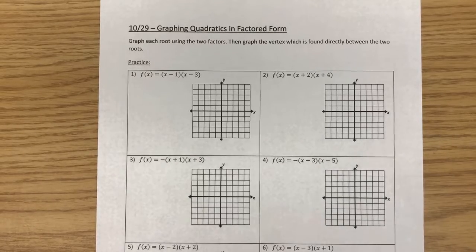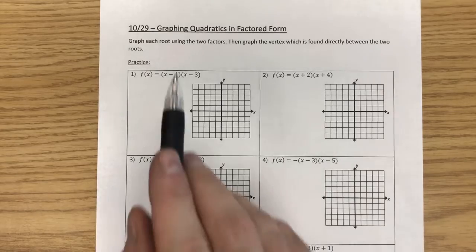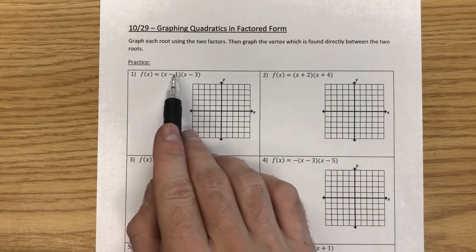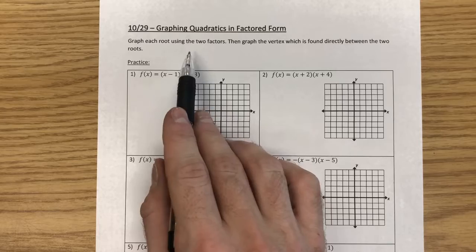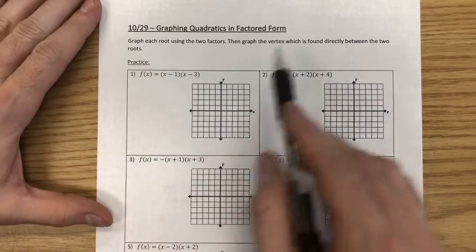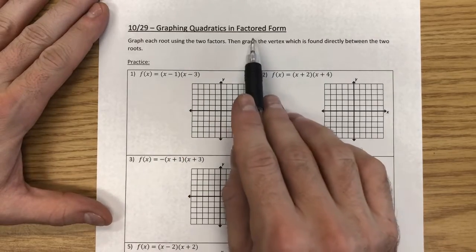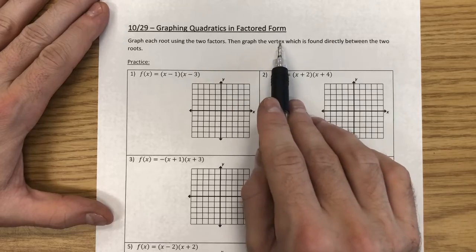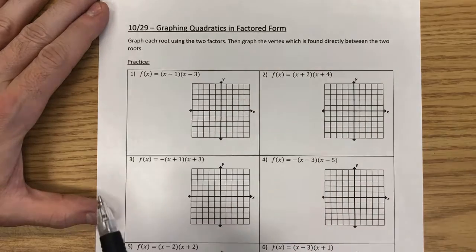So today we're going to be graphing quadratics in factored form. And the idea is that factored form is going to give us the two zeros, the two factors, or the two roots of the equation. And this is going to be different than vertex form because the vertex is found directly between these two roots.